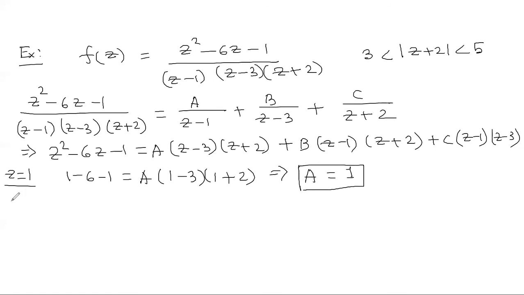Similarly, for the other values, we get f(z) as 1/(z − 1) − 1/(z − 3) − 1/(z + 2). We have to expand this in the annular region 3 < |z + 2| < 5.